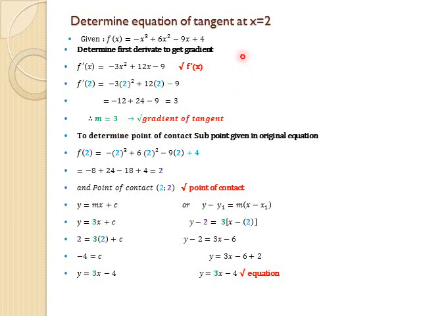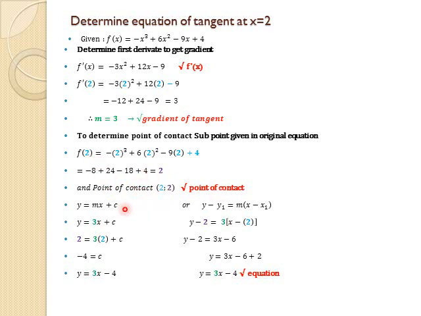Determine the point of contact: x equals 2 must go in the original equation. So wherever I see x, I'm going to place the value 2. So that becomes negative 2 cubed plus 6 times 2 squared, minus 9 times 2 plus 4. Negative 2 cubed will become negative 8. 2 squared is 4 times 6 gives me 24. 2 times negative 9 gives me negative 18 plus 4, which equals 2. Right, so my point of contact is at 2 and 2.